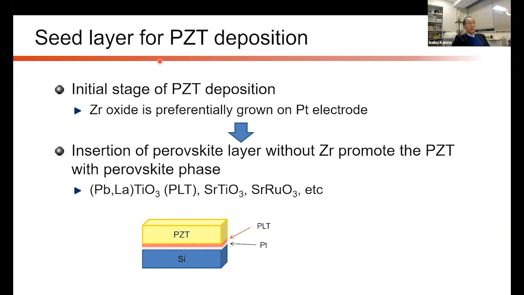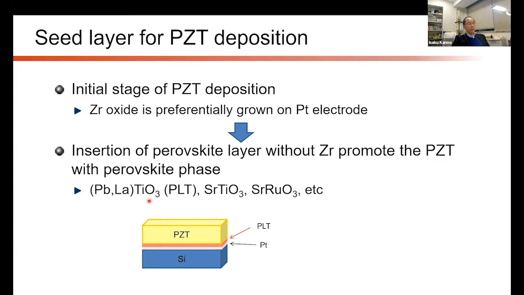So if we try to deposit the PZT thin films directly onto the platinum coated substrate, zirconium oxide preferentially attaches on the surface of the platinum. It prevents the growth of the perovskite structure. But if we prepare a perovskite layer without zirconium, PZT thin films with the perovskite phase can be promoted. So as a typical seed layer, we use lanthanum-doped lead titanate.